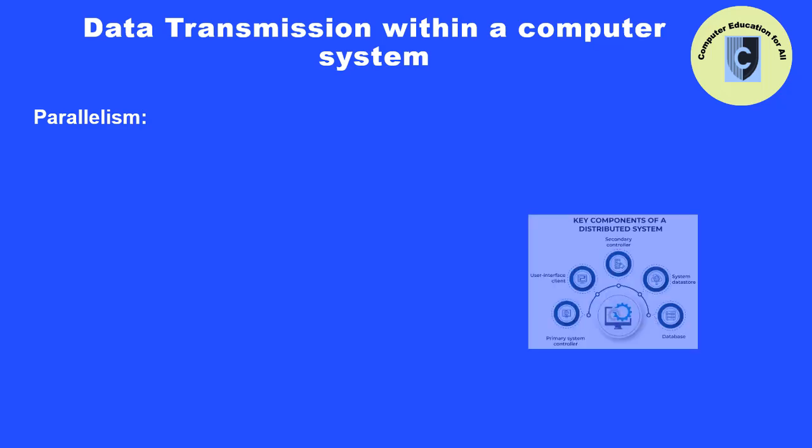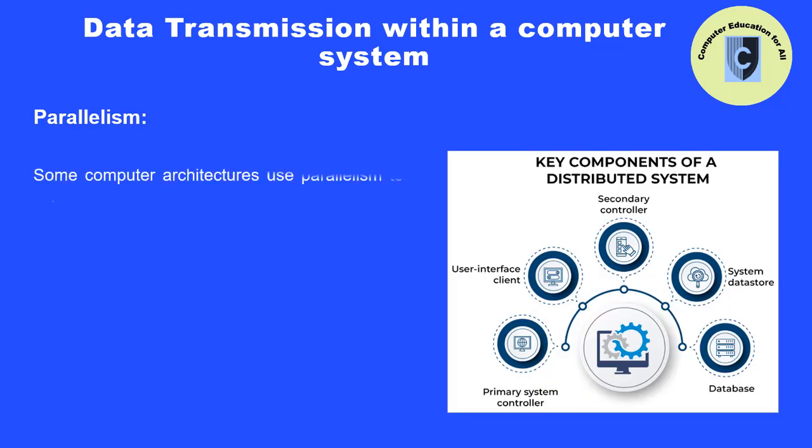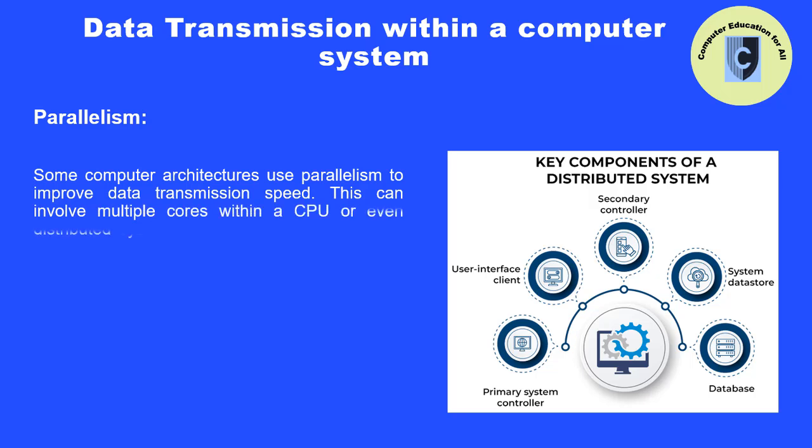Parallelism. Some computer architectures use parallelism to improve data transmission speed. This can involve multiple cores within a CPU or even distributed systems with multiple interconnected computers working together.